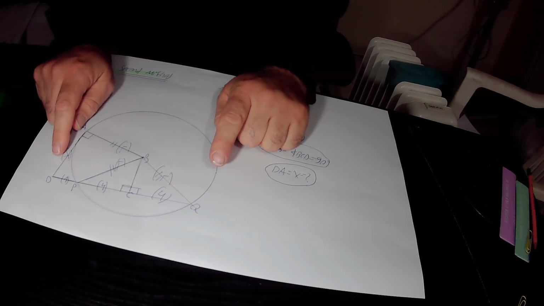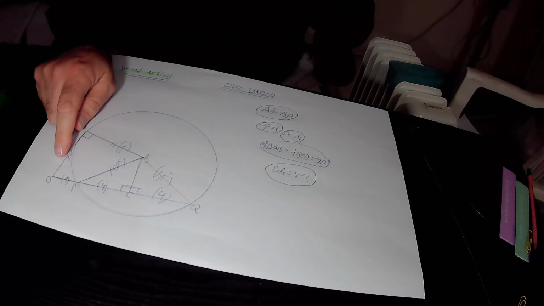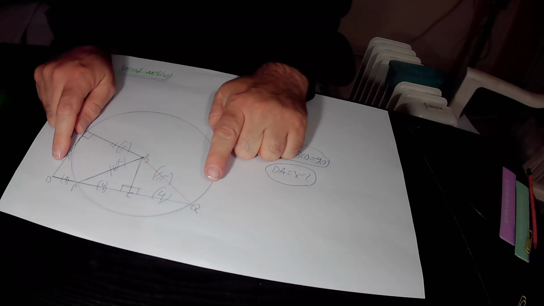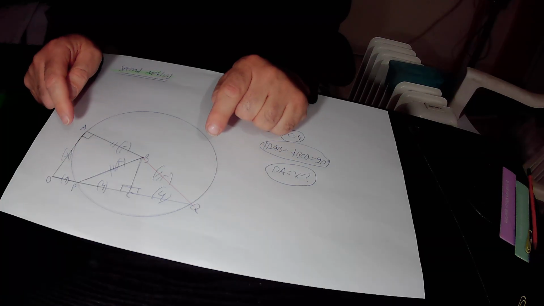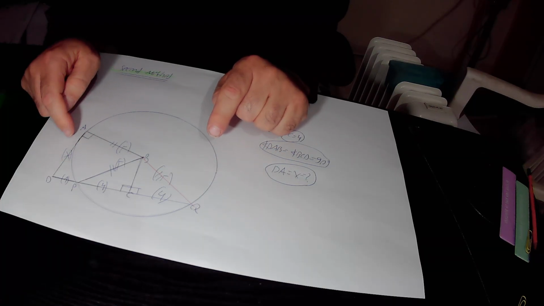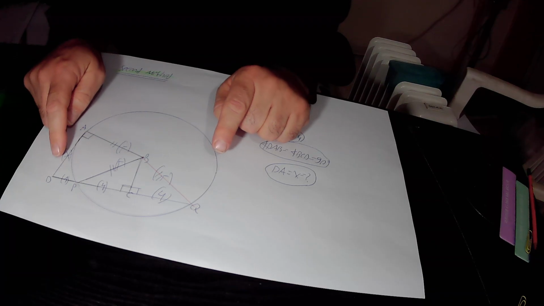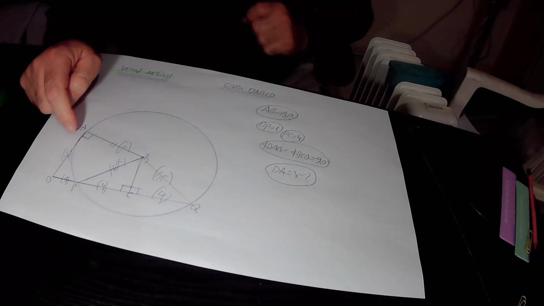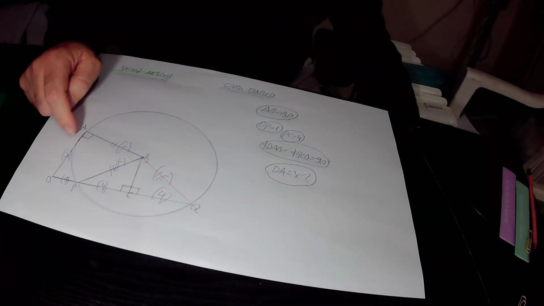The product of the external part times the length of the secant in total is DP times DQ. And this product equals the length of the tangent squared. That is to say, DP times DQ equals DA squared, according to the tangent secant theorem.